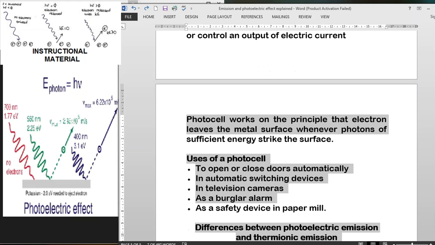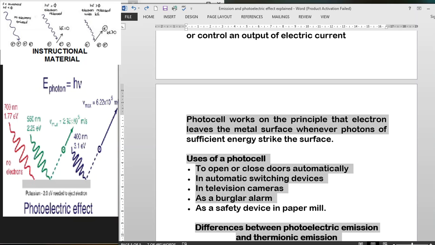So what are now the uses of these photocells? We have seen applications. An application of the photoelectric effect is a photocell. What are the uses of the photocells? One, to open or close doors automatically. Some of these uses you can see in opening and closing doors automatically.